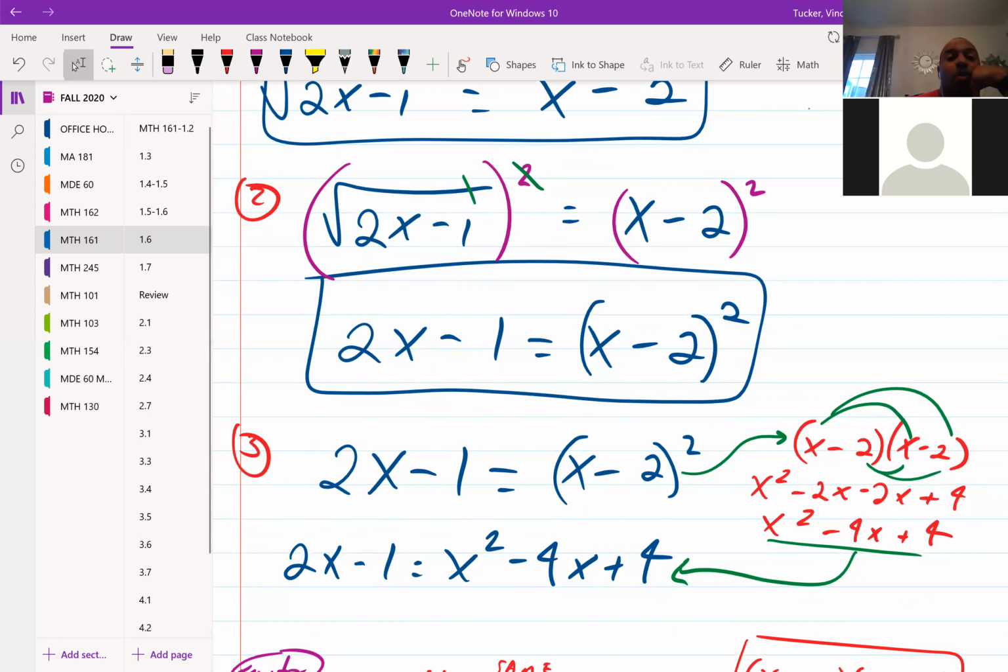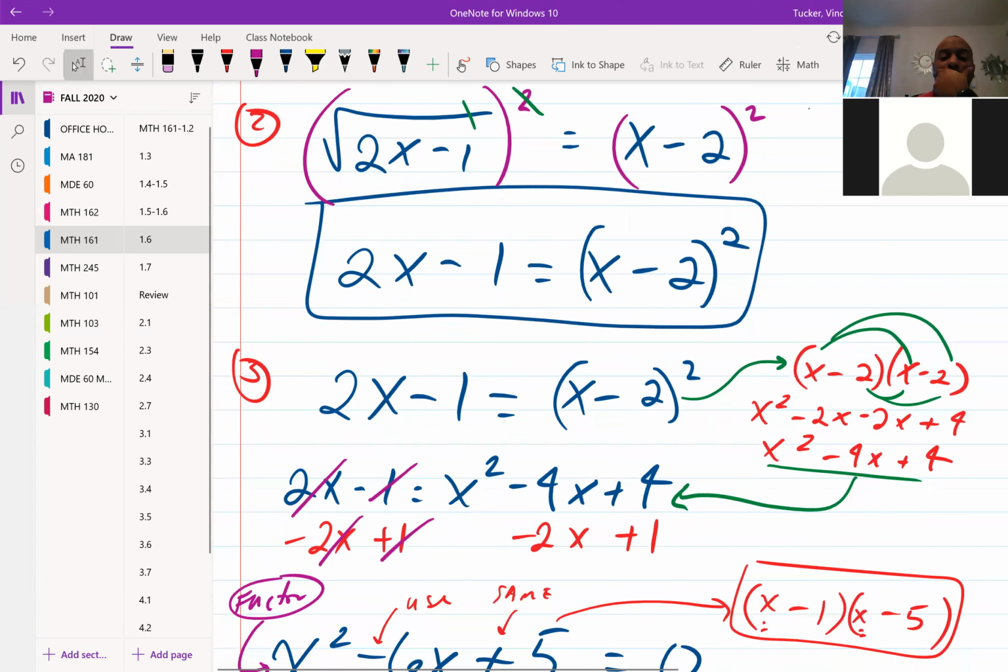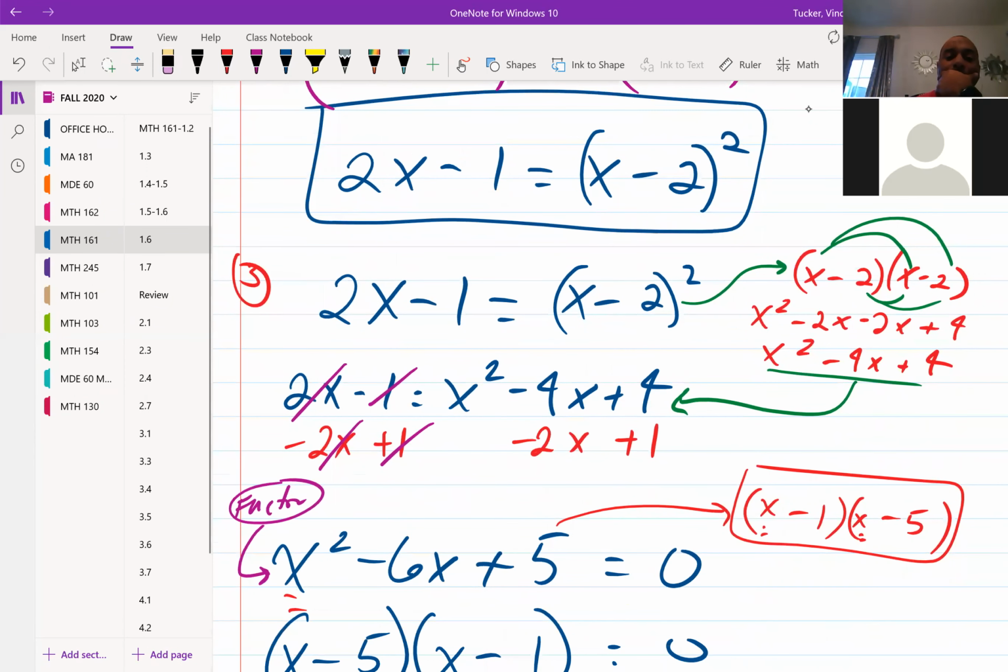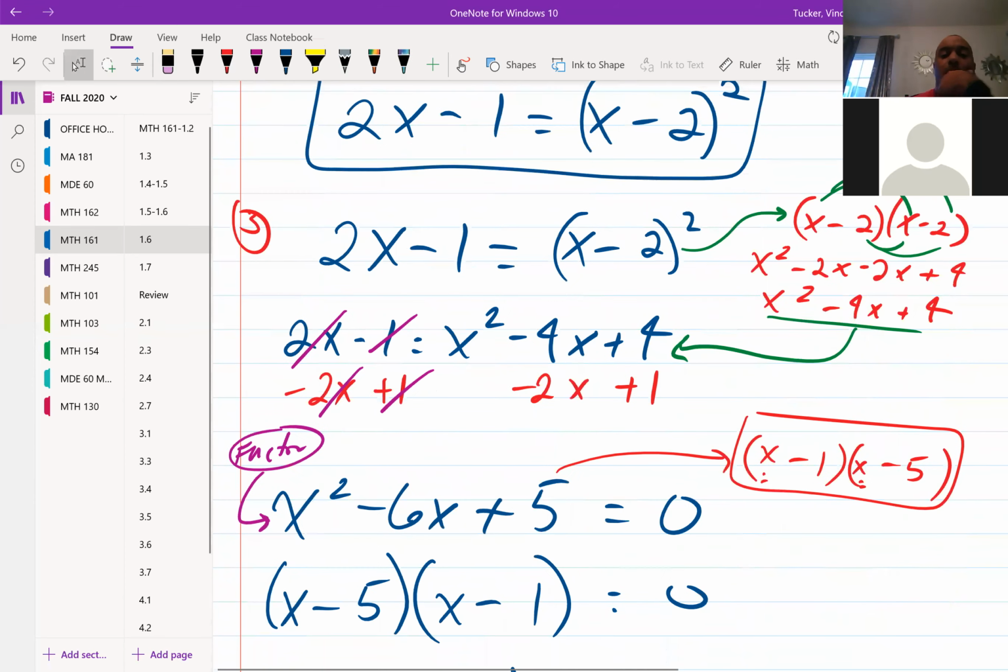All right, so now we want to solve the quadratic equation. Do so by subtracting 2x and adding 1 so that they cancel on one side. So that'll leave us with x squared minus 6x plus 5 equal to 0.